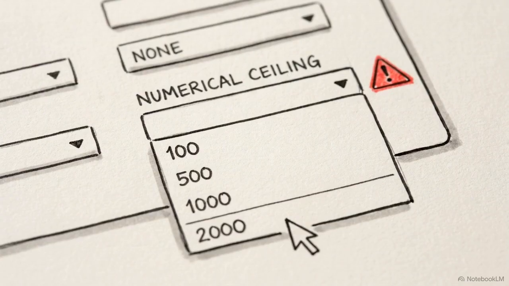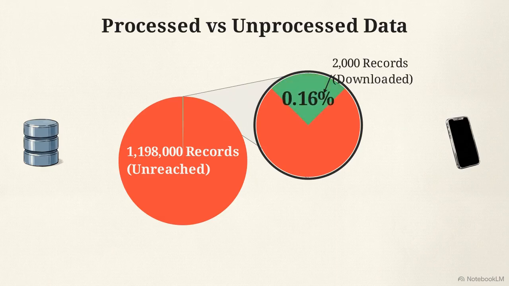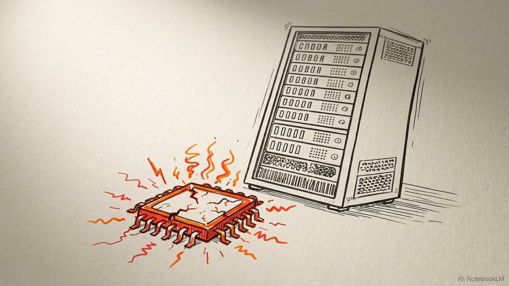A common response is increasing the data row limit from 500 to the maximum of 2,000. In an enterprise dataset of 1.2 million records, expanding that limit to 2,000 means the application is only searching 0.16% of the database. Increasing the row limit adds to the local CPU and memory load, while still ignoring over 99% of the organization's data.